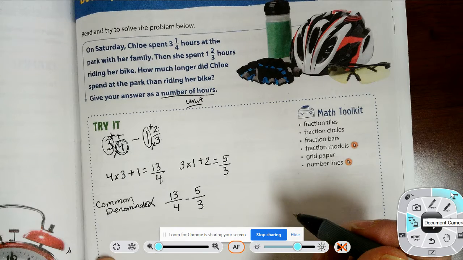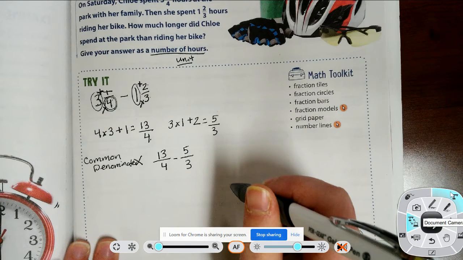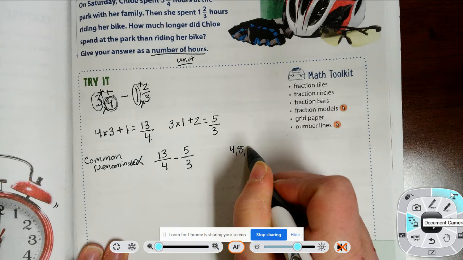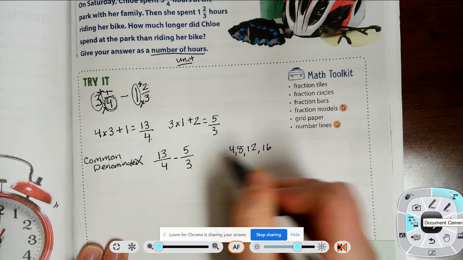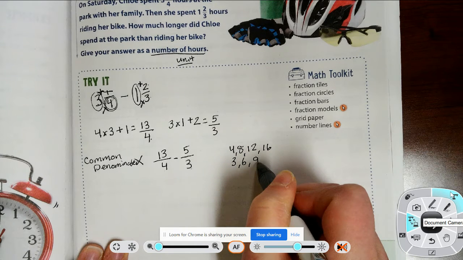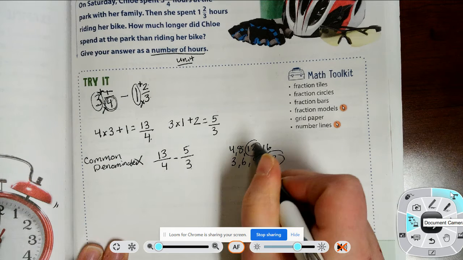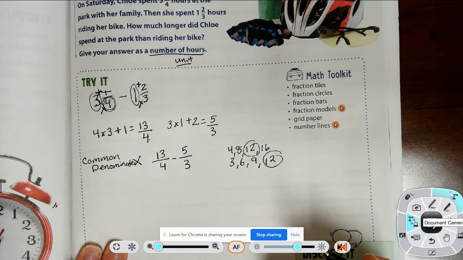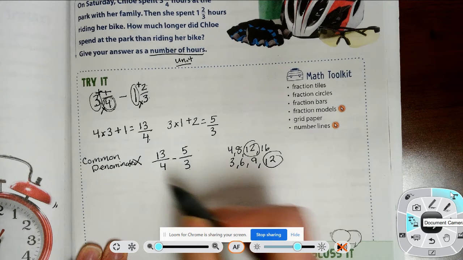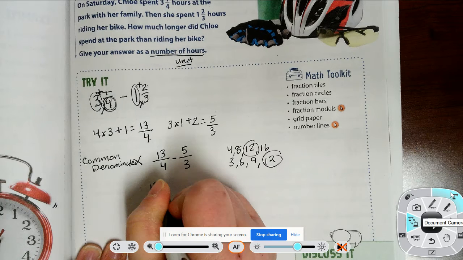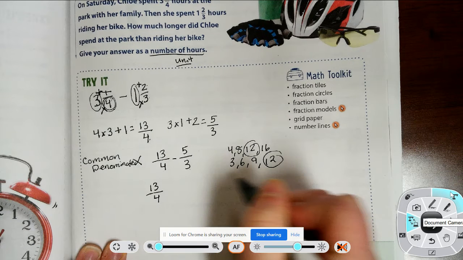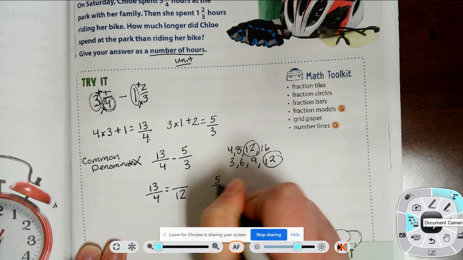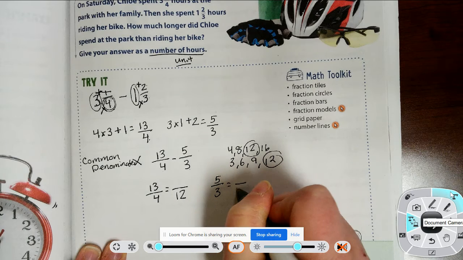All right, so how do I find those? There's a couple different ways to do it, but I like to make my trains, and I know 4 and 3, so if I have 4, 8, 12, 16, with 3 I have 3, 6, 9, 12. 12 is my common denominator. So just like we did with addition, you try to turn both of these into a denominator with 12. So I'm going to put 13 over 4 turns into something over 12, and 5 over 3 turns into something over 12.